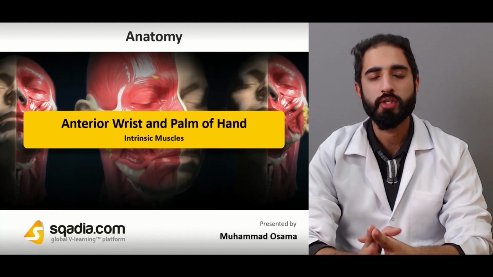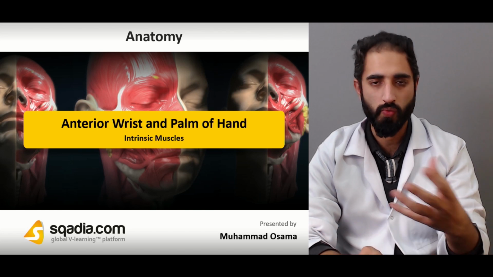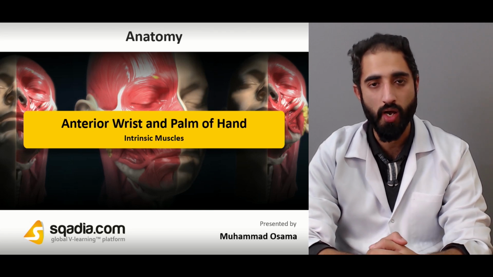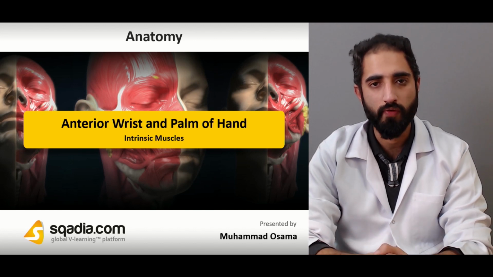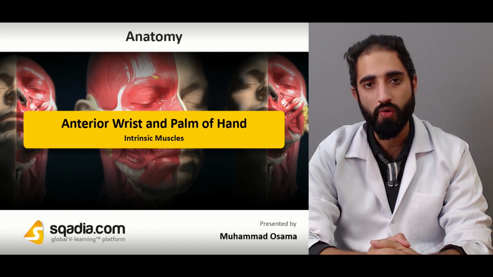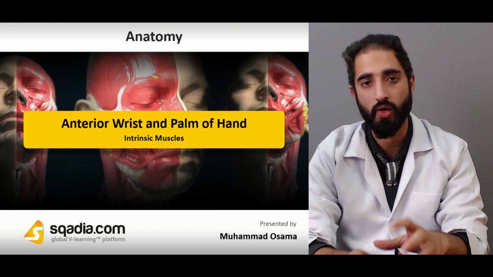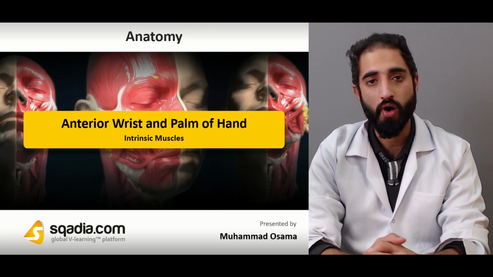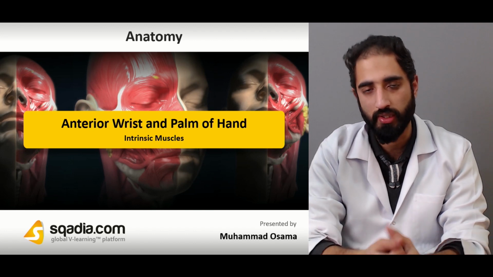Now, previously, we talked about the muscles, and when we were talking about the muscles, we talked about the extrinsic muscles, which were actually originating from the forearm, but they were serving their function at the level of the wrist joint, metacarpophalangeal joint, and proximal and distal interphalangeal joints. And now we're going to talk about some more muscles, but those muscles would actually arise, or you can say originate from the hand and insert into the hand and exert their function in the hand as well.